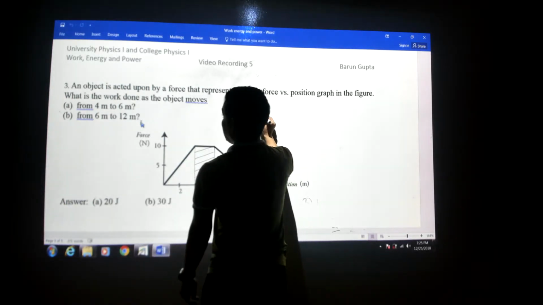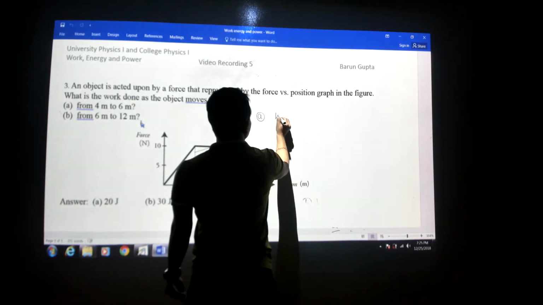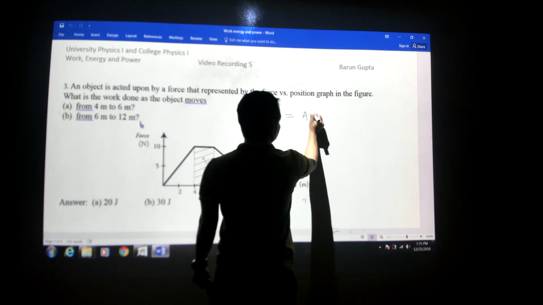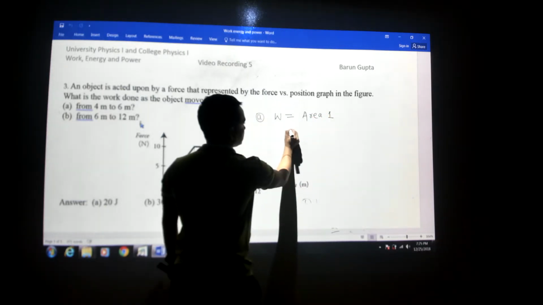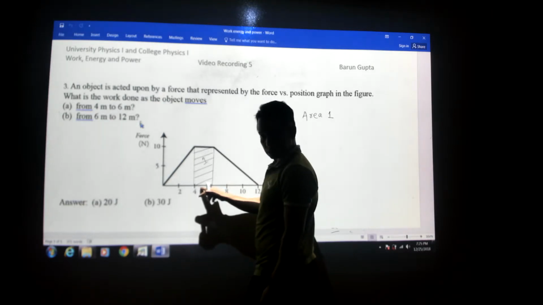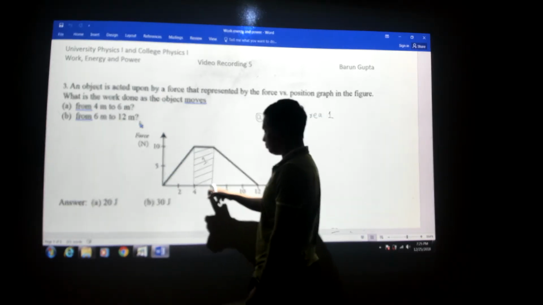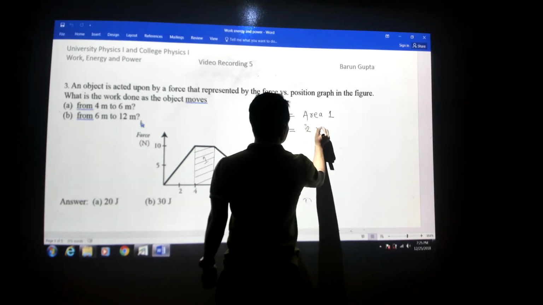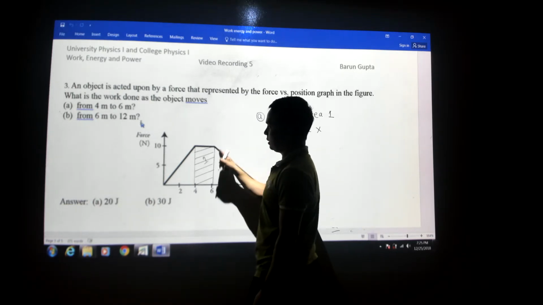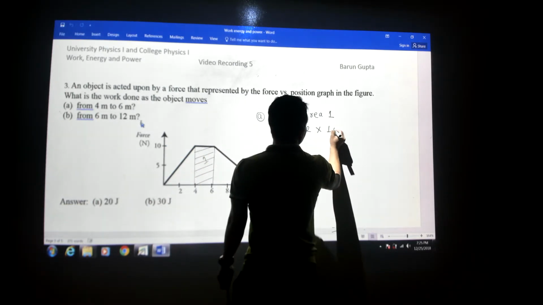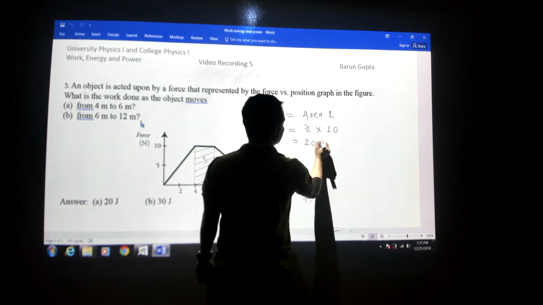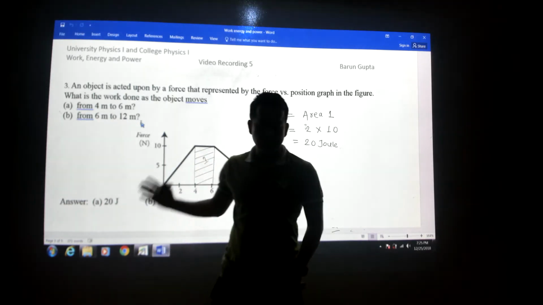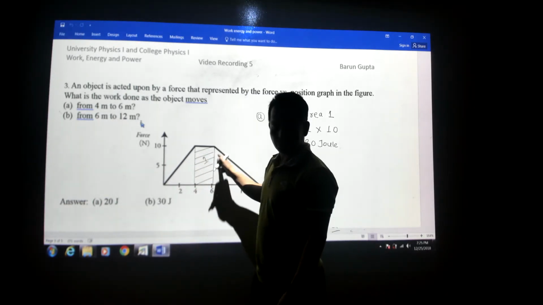For problem number 1, the work done is equal to the area. Let's call this area 1. What is the area here? What is this distance? This is 2 meter, times this length, which is 10. This is equal to 20 joule. This is a rectangle, and the area of a rectangle is equal to length times width.